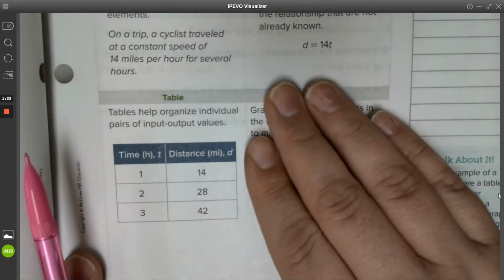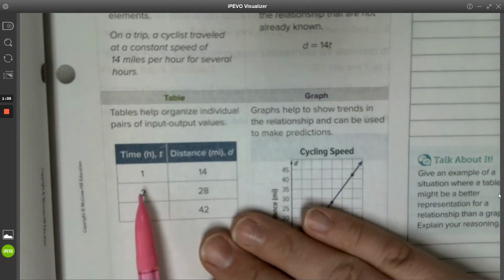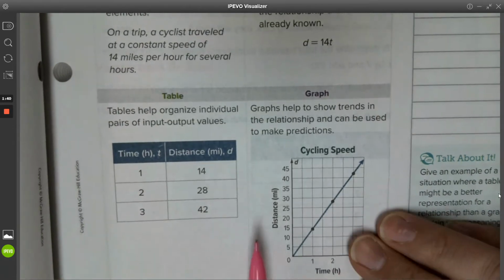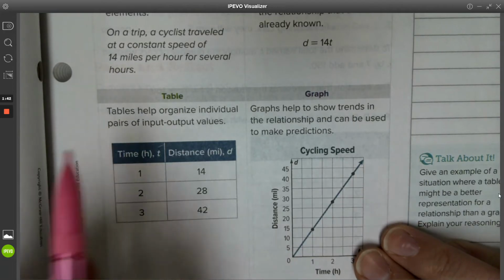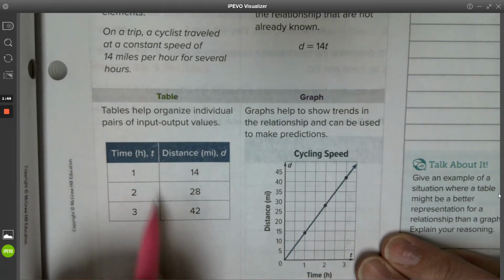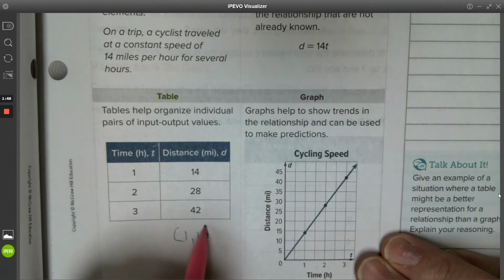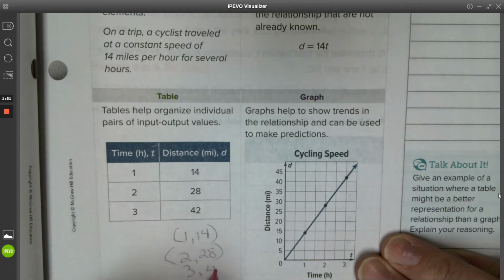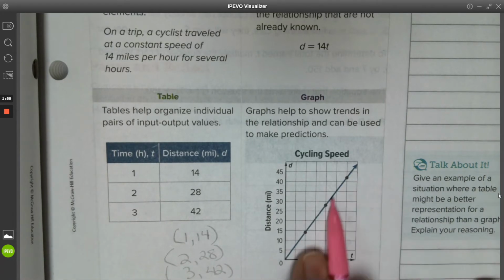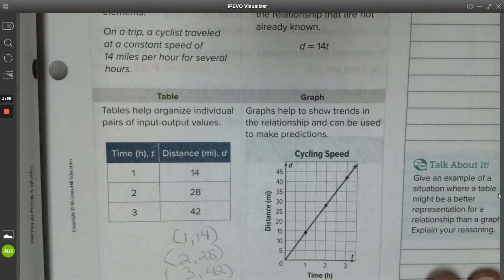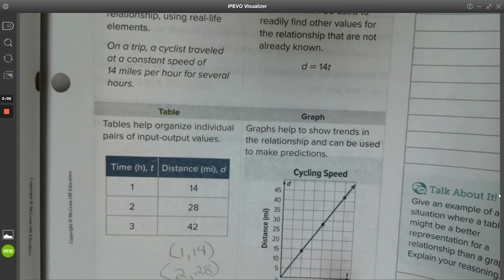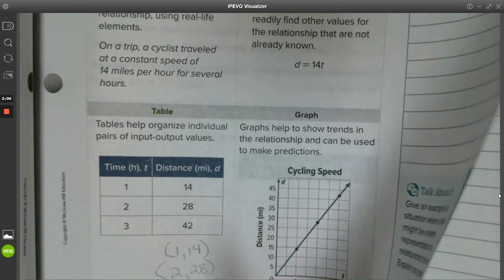We can then use that equation to make a table. 1 hour, 14 miles, 2 hours, 28, 3, and 42. And finally, we can use these as if they were ordered pairs, right? 1, 14, 2, 28, and 3, 42, to then plot on a graph. So those are 4 different ways we can represent scenarios and relationships between variables.